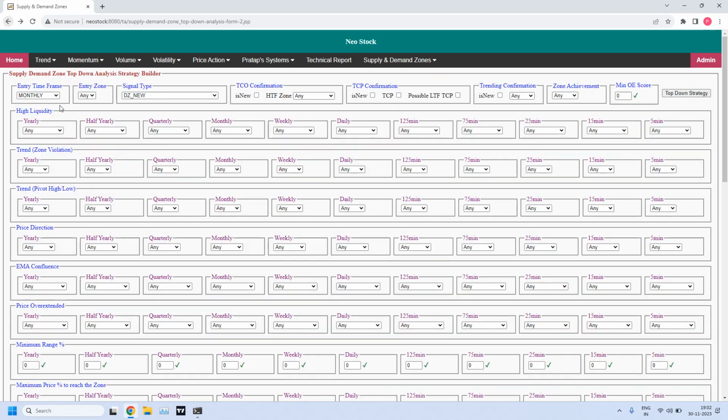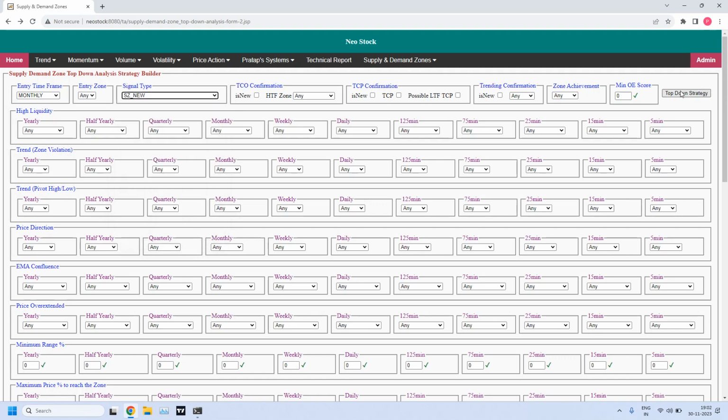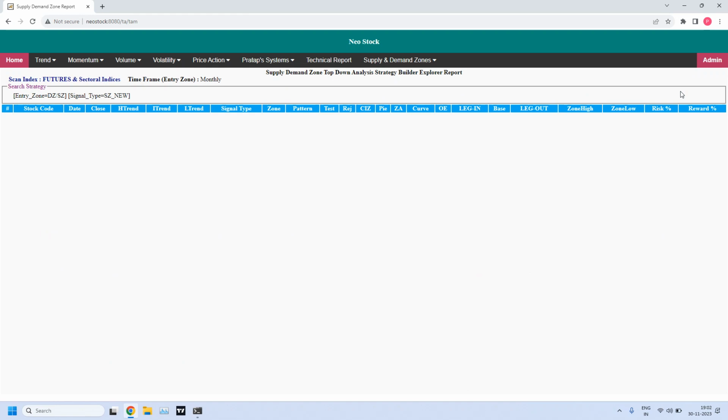Let's go back. Entry time frame monthly. Let us find the stocks having newly created monthly supply zones. So no supply zones are created during this month.